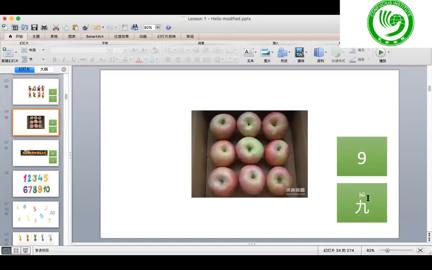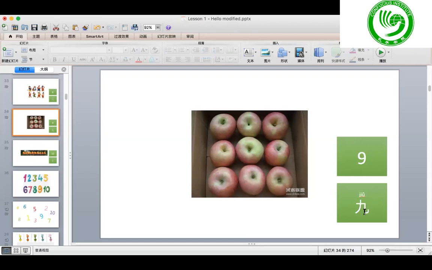Now let us continue with number 9. In Chinese is 9. 9. 9. 9. The gesture for 9 is like this. 9. Give me your hand, do the same. 9.